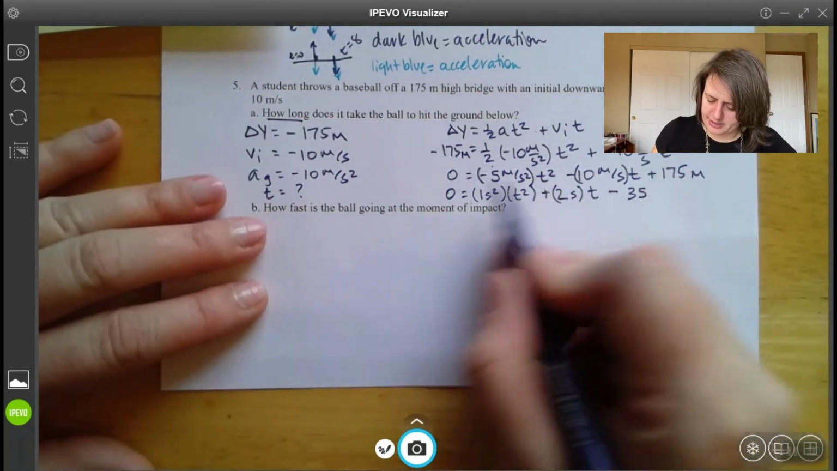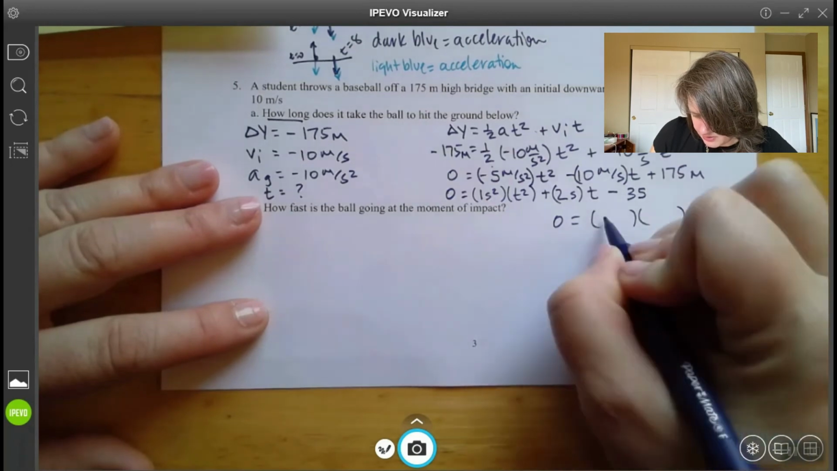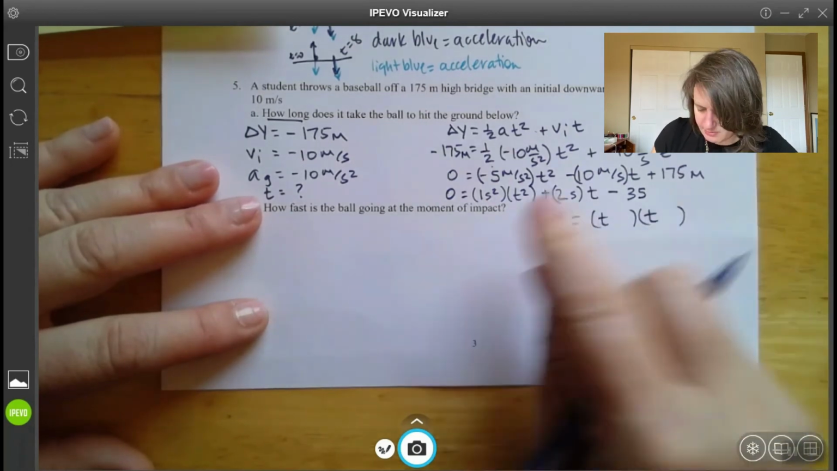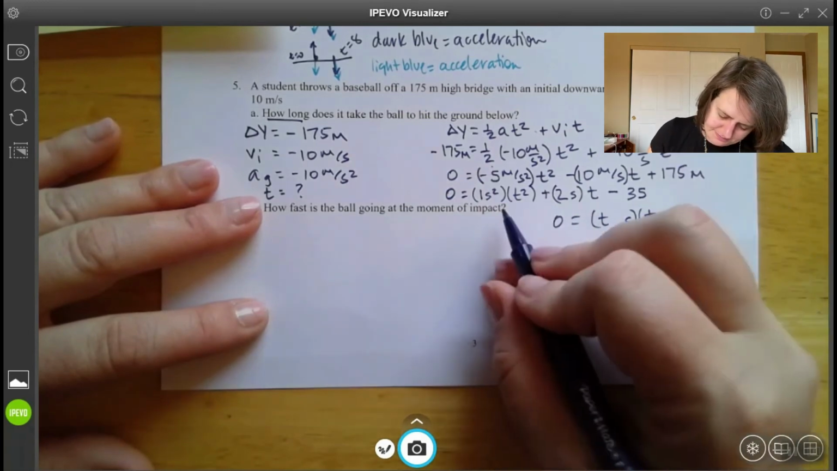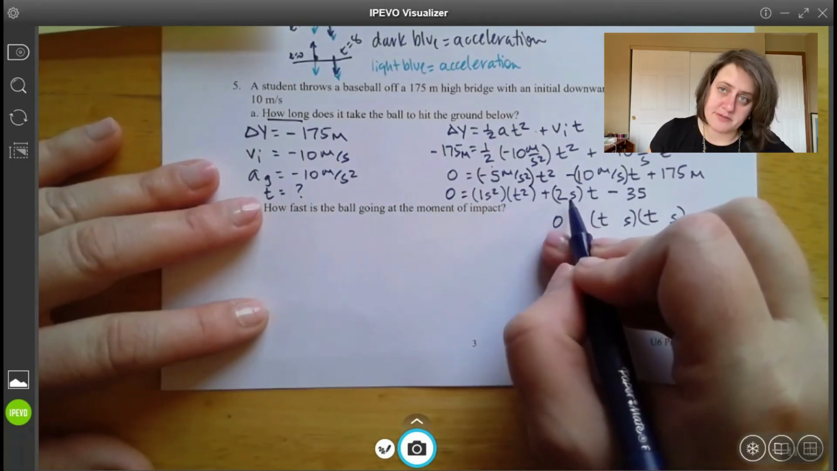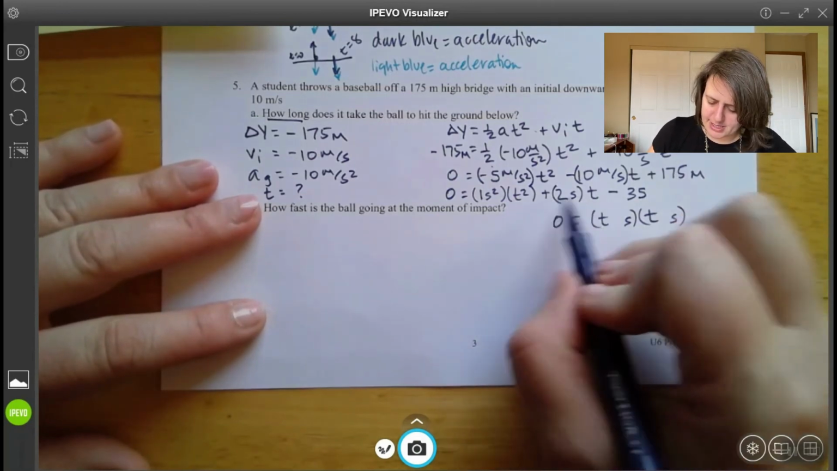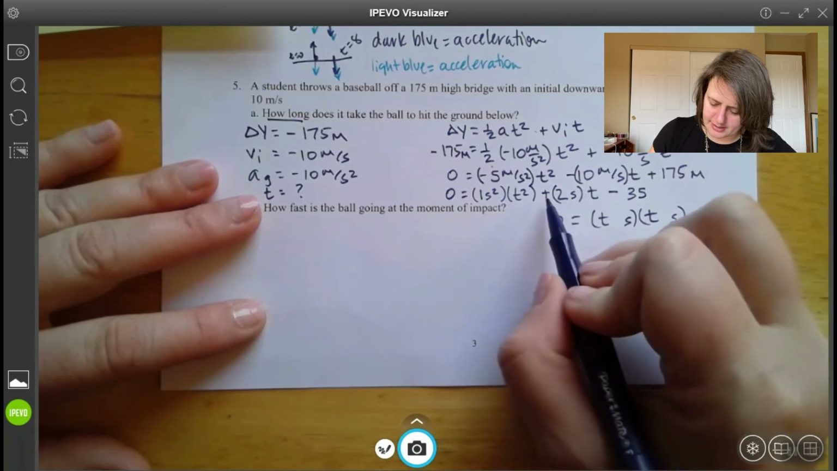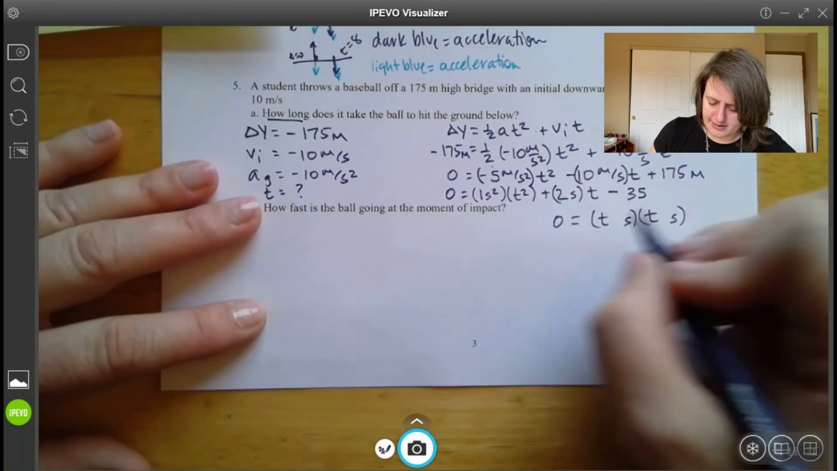All right, so if we're gonna try to factor this, 0 equals, I've got two things, time. My units here are gonna be seconds. And then I've got to factor 35 with a difference of 2 between them. So that's going to be 5 and 7. The one that's going to be positive, because this is a negative sign here, one of them has to be positive and one has to be negative. So my positive one is going to be the 7.